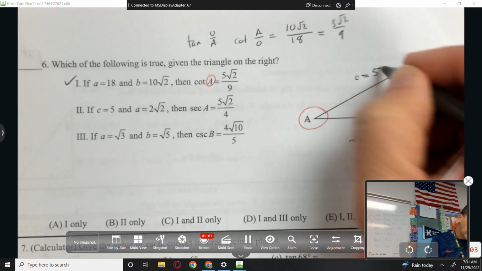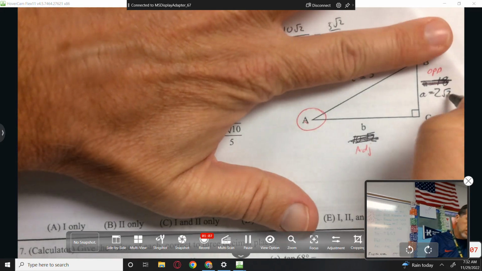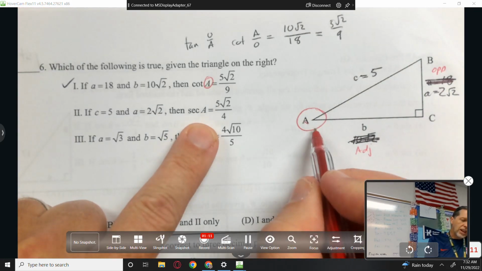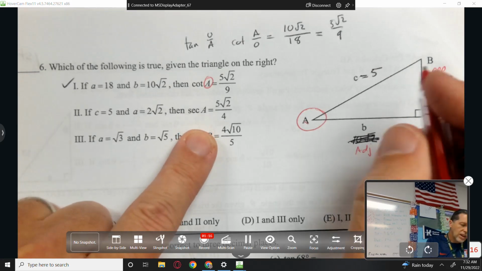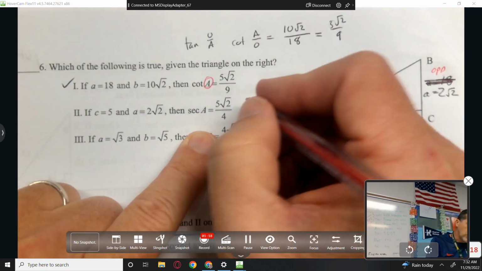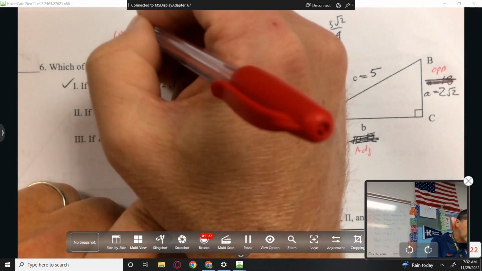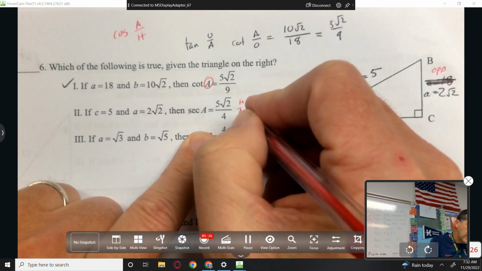If C equals 5 and A equals 2 root 2, then secant of A. Okay, so we're still looking at A, that still means this side is opposite, this side is adjacent. Secant goes with cosine. Cosine is SOH-CAH-TOA, so that means secant is H over A.